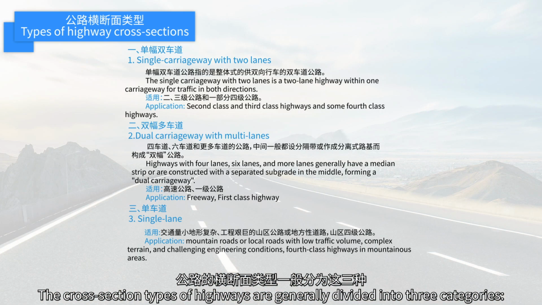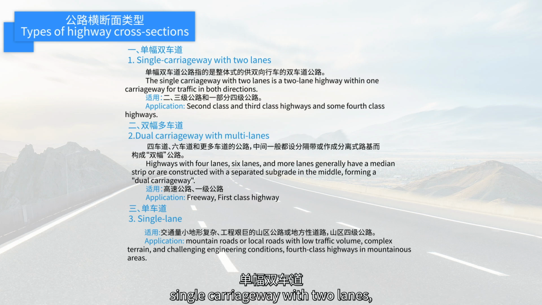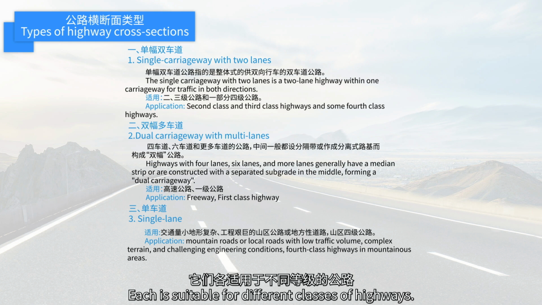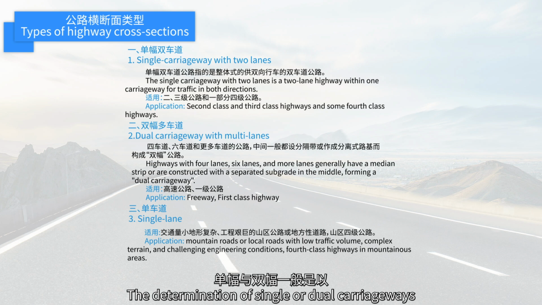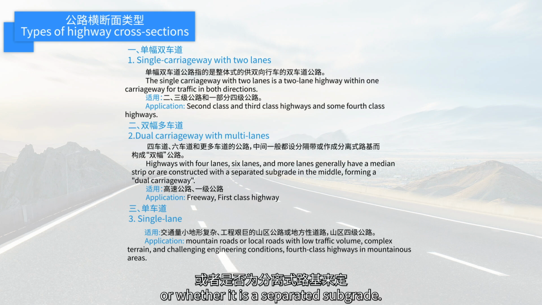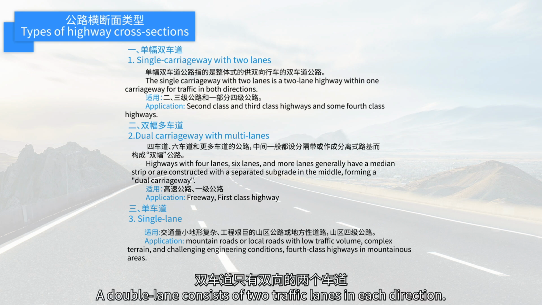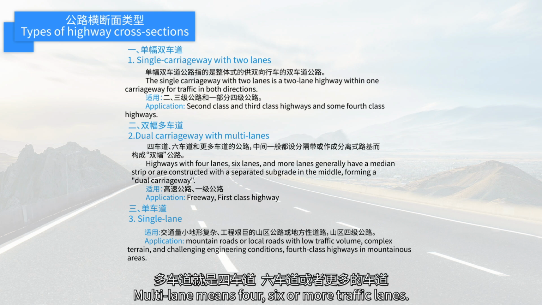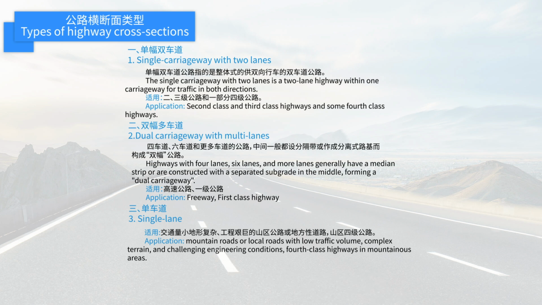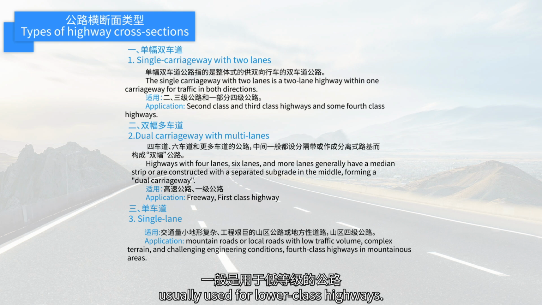The cross-section types of highways are generally divided into 3 categories. Single carriageway with 2 lanes, dual carriageway with multi-lanes and single lane. Each is suitable for different classes of highways. The determination of single or dual carriageways is generally based on the presence of a central reservation or whether it is a separated subgrade. A double lane consists of 2 traffic lanes in each direction. Multi-lane means 4, 6, or more traffic lanes. A single lane is just 1 traffic lane, usually used for lower-class highways.